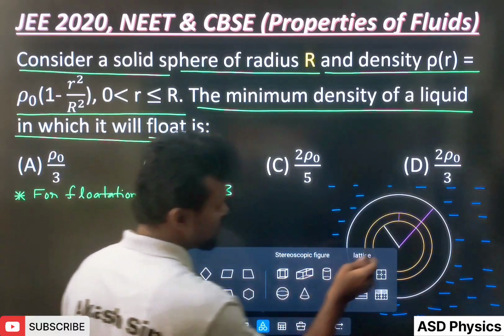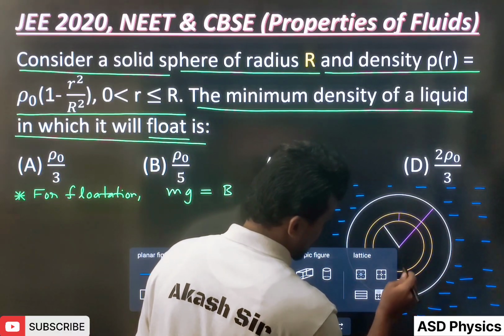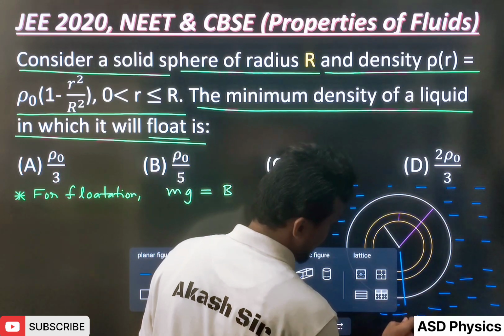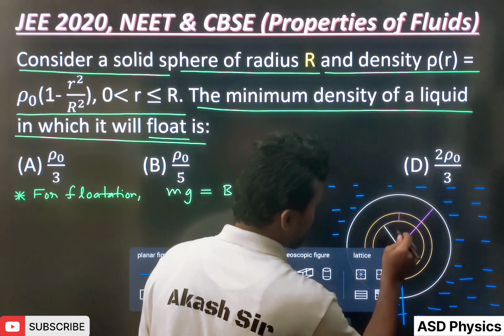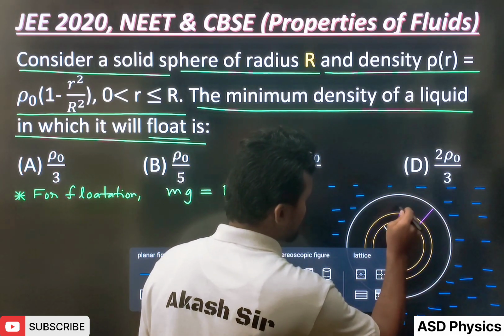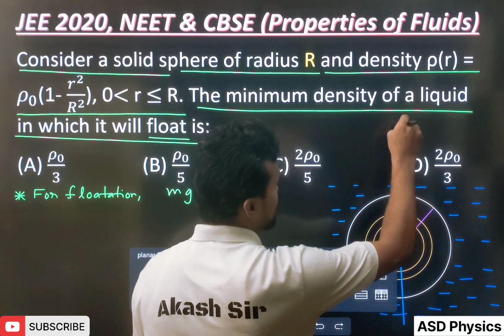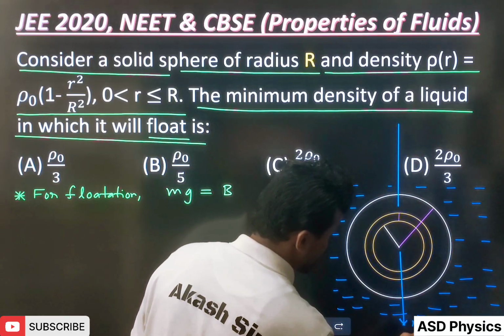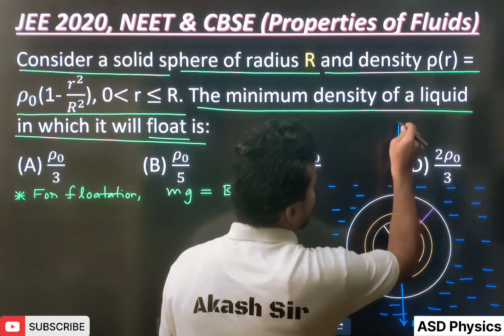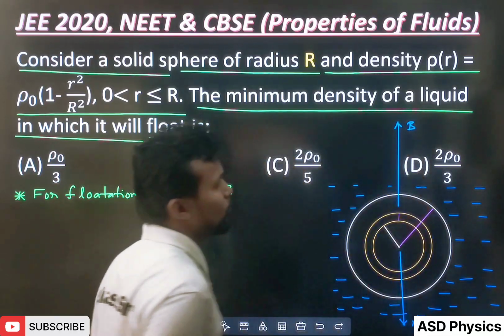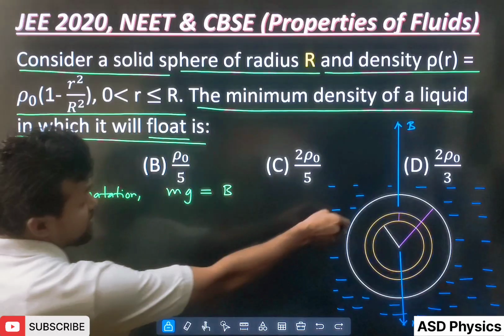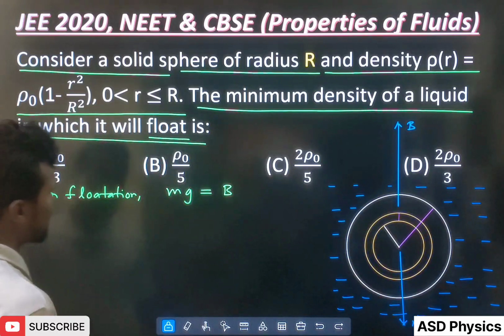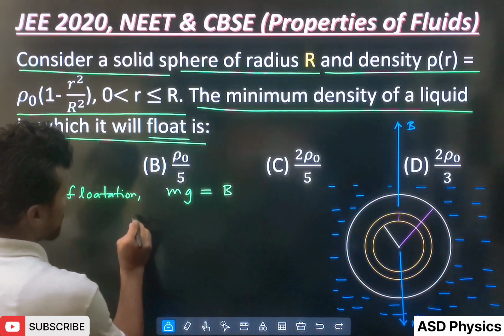Now mg will act in which direction? Let's take for example, this is one solid sphere. This mg will act in the downward direction, and the buoyant force on this body will act in the opposite direction of the weight. So this is mg, and this is the buoyant force, and this solid sphere is inside the liquid.